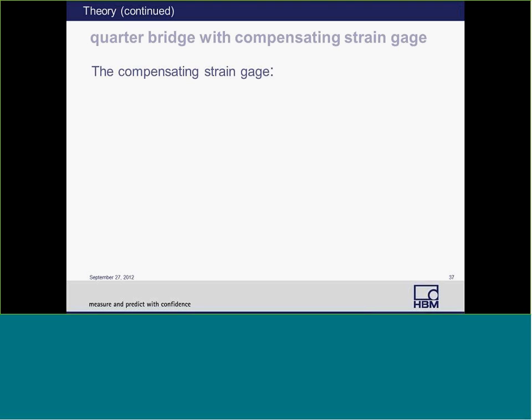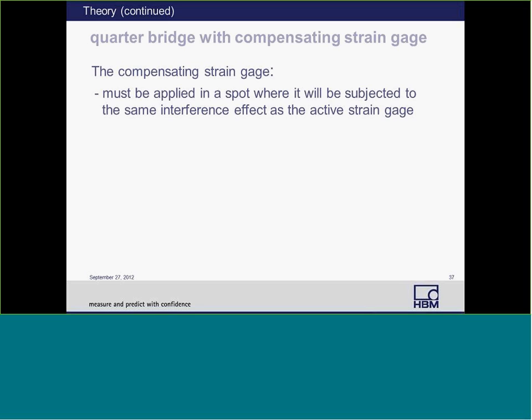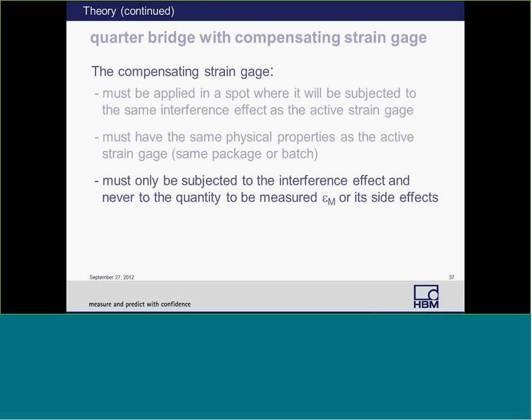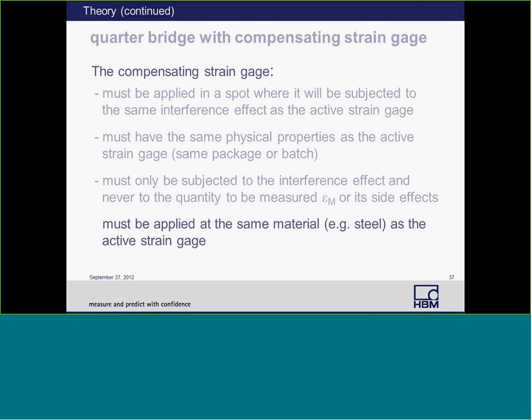For the quarter bridge with a compensating strain gauge, the compensating strain gauge must be applied in a spot where it will be subjected to the same interference effect as the active strain gauge. It must have the same physical properties as the active strain gauge, so it's recommended that it comes from the same batch of gauges. It must only be subjected to the interference effect and never to the quantity to be measured or its side effects. And it must be applied on the same material, for example steel, as the active strain gauge.